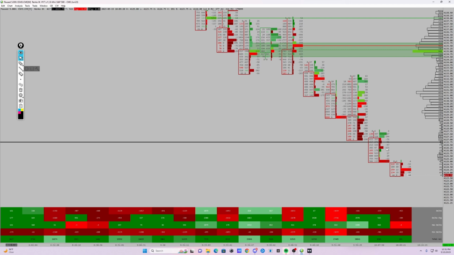So this was the area I had marked out. This does not mean, excuse me, that you front run a trade and you just buy 2675. Nope. We can't do that.